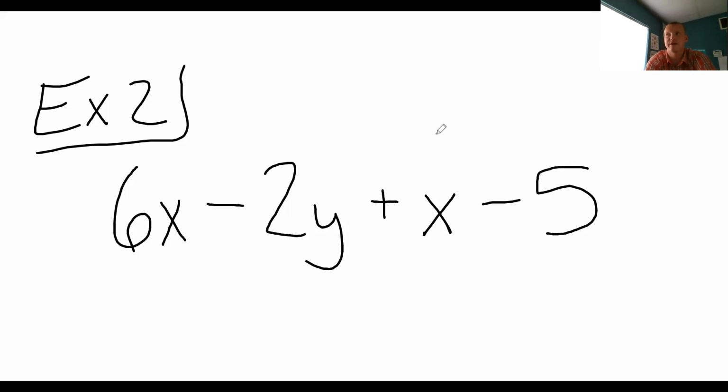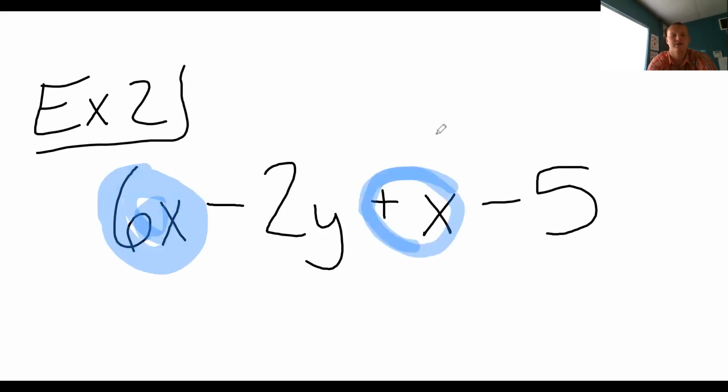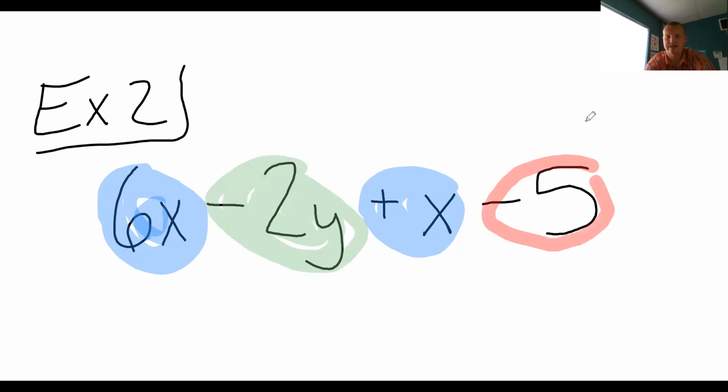So I'm going to first identify these. So my like terms with the x, I have +6x, and then I have +x. So those are 2 of my like terms. Then the other things, they have different variables behind them. So my -2y, that's a different term. So I'm not able to combine that with the x's, and I'm not able to combine that with the -5. So the -5, that would be my constant. So that is a different term.